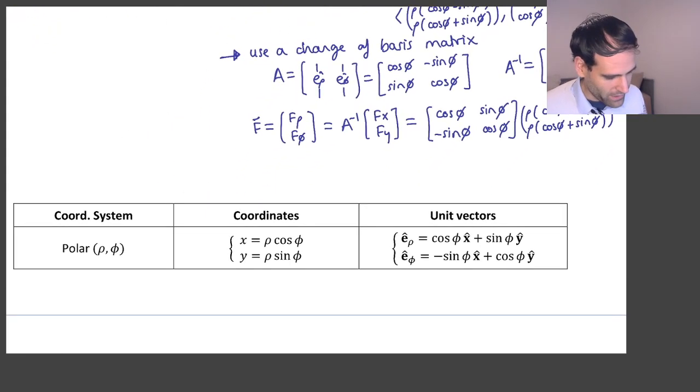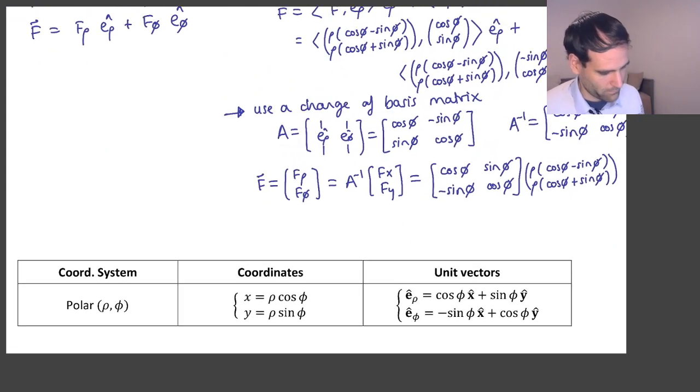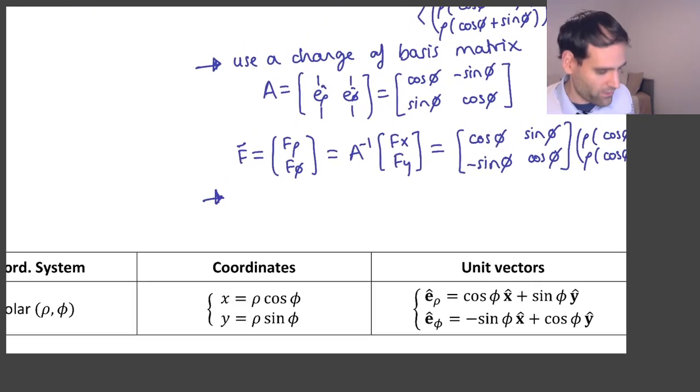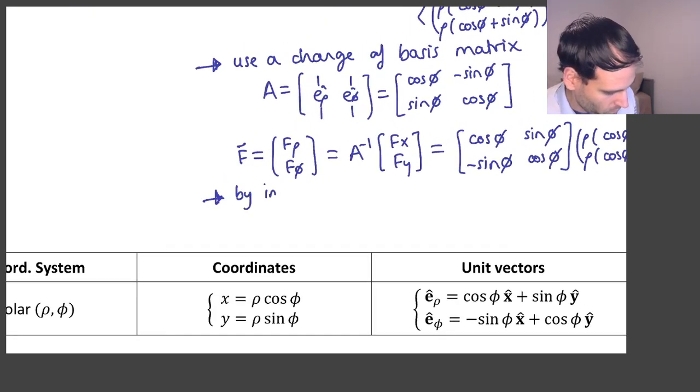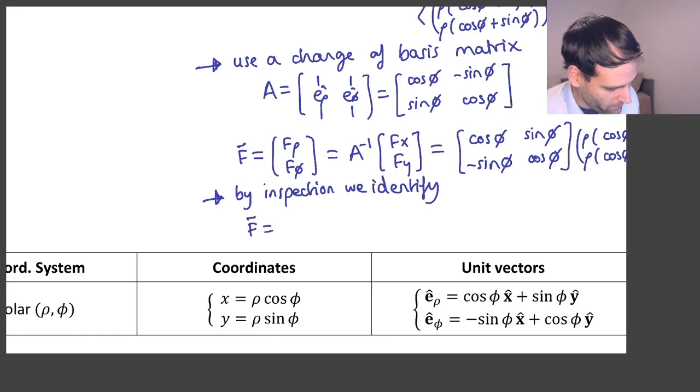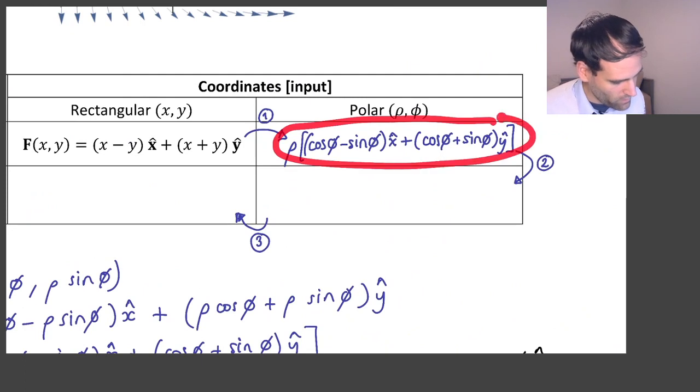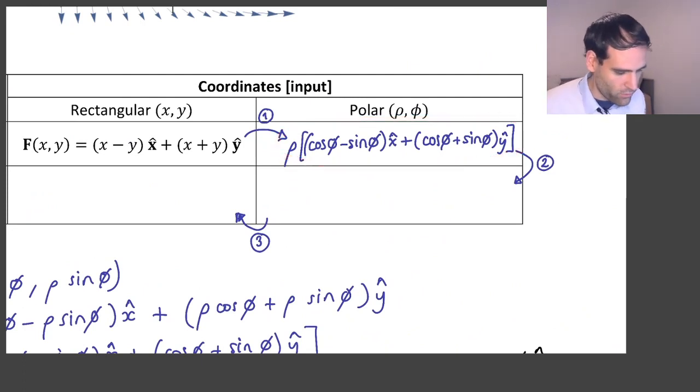But now finally, what is even easier? Even easier is to, by inspection, we identify. So if you look at the shape of f, which is here, you actually see that this is equal to, let me copy it.